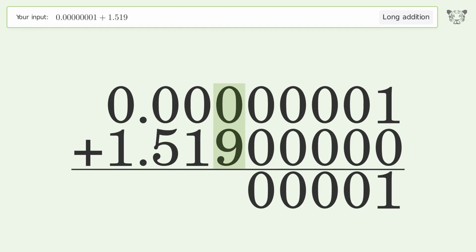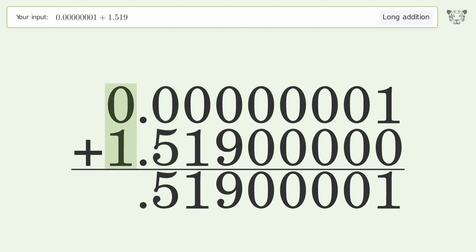0 plus 9 equals 9. 0 plus 1 equals 1. 0 plus 5 equals 5. 0 plus 1 equals 1. And so the final result is 1.519000001.